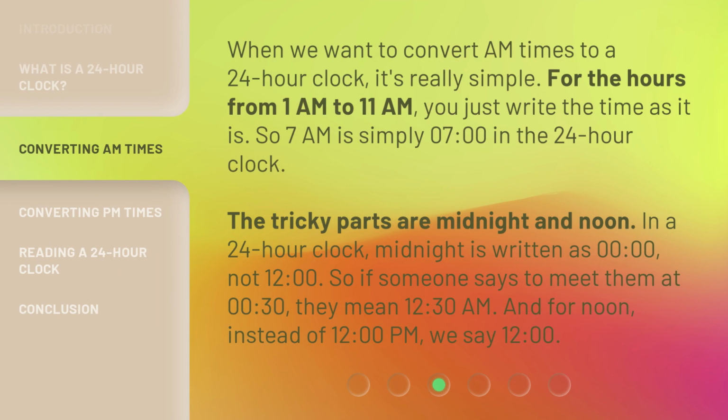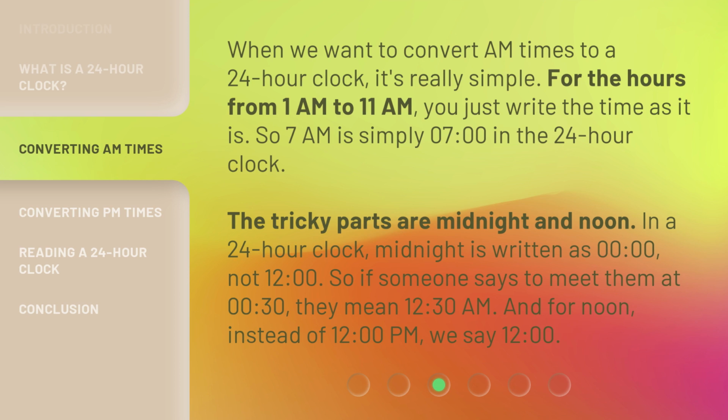When we want to convert AM times to a 24-hour clock, it's really simple. For the hours from 1 AM to 11 AM, you just write the time as it is. So 7 AM is simply 7 o'clock in the 24-hour clock.